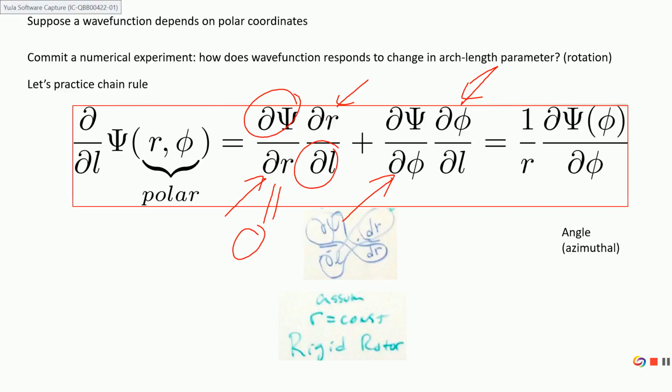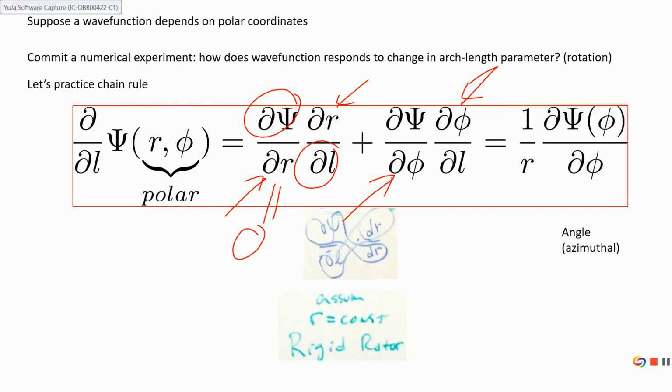Suppose that we have two-dimensional motion, so that the electron can be located anywhere on the plane, at any distance and at any angle. And the wave function will depend on both. And suppose that for some reason we need the derivative of the wave function over this length, because the length, the distance, is the only thing we know how to do this with.